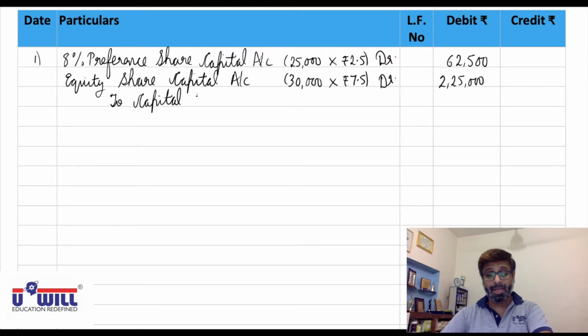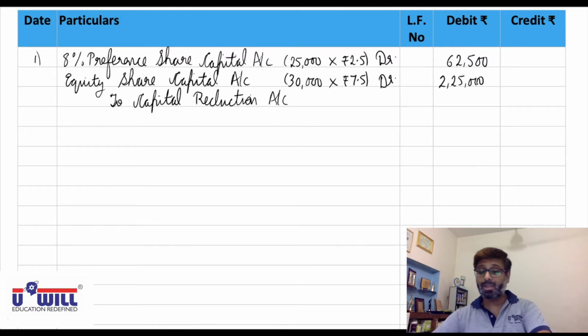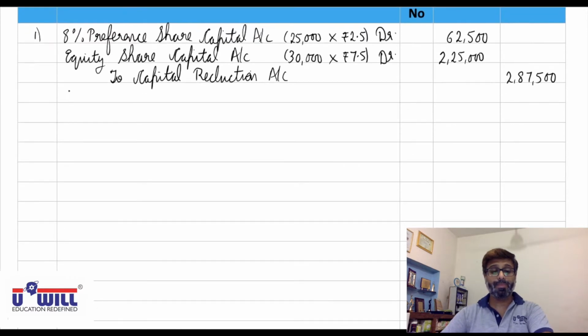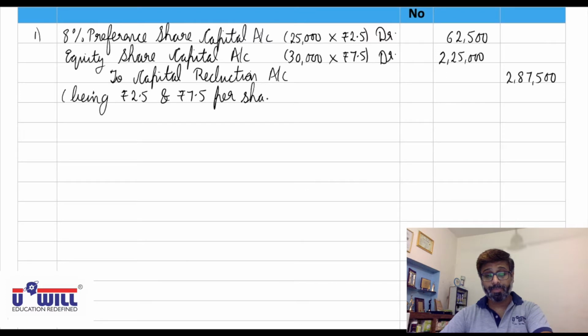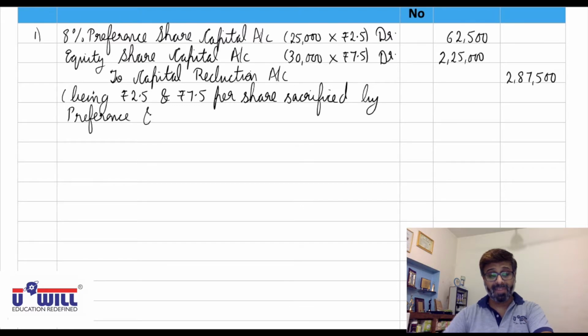To capital reduction account, with the total sacrifice of 2,87,500, being rupees 2.5 and rupees 7.5 per share sacrificed by preference and equity shareholders.